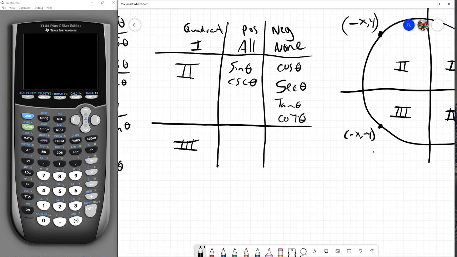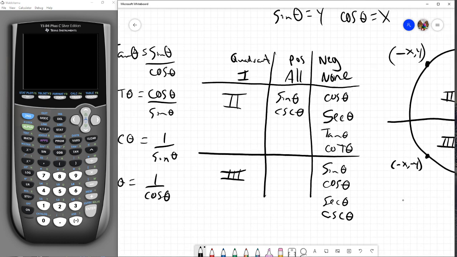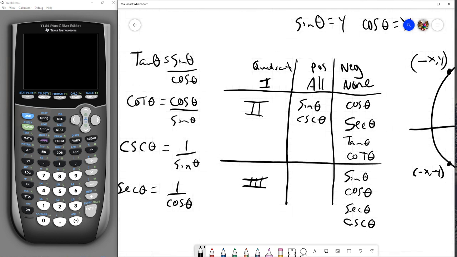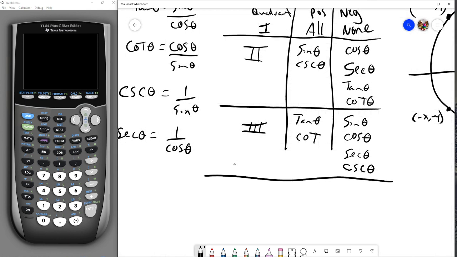Alright, quadrant 3. Sine and cosine are both going to be negative in this case because x and y here are both negative. So that means sine theta, cosine theta, and secant and cosecant are all negative. On the other hand, since sine and cosine are both negative, tangent and cotangent are going to be positive because you have a negative number divided by a negative number. So tangent and cotangent are going to go over here. Alright, and let's extend this down. We got one more quadrant, quadrant 4.